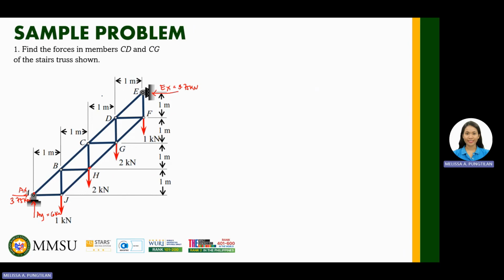Therefore, dito natin papadaanin yung ating cutting line. Tatawagin natin A. Okay. And then, pipili tayo ngayon kung right or left portion yung i-consider natin. So, it's either right or left. Kahit saan naman po pwede. Same rin yung makukuha nating sagot. Okay. So, for me, gusto kong i-set aside yung right side. So, yung right portion yung kukunin natin. And then, draw the free body diagram of the right portion.